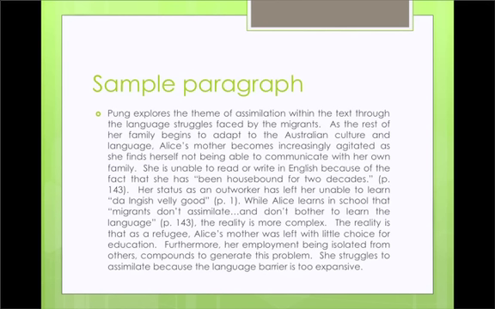Note the topic sentence at the beginning of the paragraph. It introduces what will be discussed as well as the focus of the question. There are several examples integrated within the paragraph to back up the point being made about migrants struggling to assimilate. In this case, Alice's mother. The paragraph ends with a brief link that ties what is being said back to the focus of the essay, assimilation.